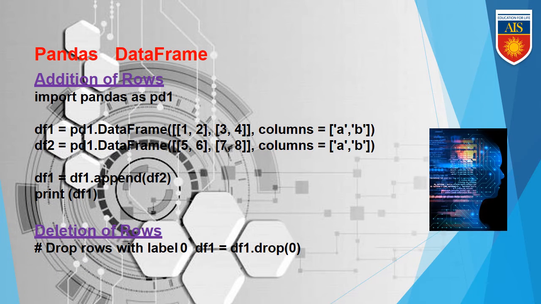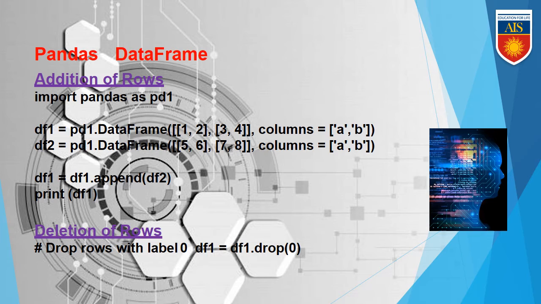Our next option is addition of row. Here we will learn how we can add two or multiple rows together. df1 equal pd1.DataFrame 1 2 3 4, columns is a b. df2 equal pd1.DataFrame 5 6 7 8, columns is a b. df1 equal df1.append(df2). That means we are going to add df1 and df2 together, and finally print df1.